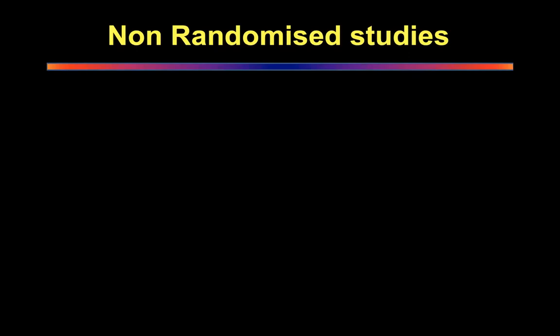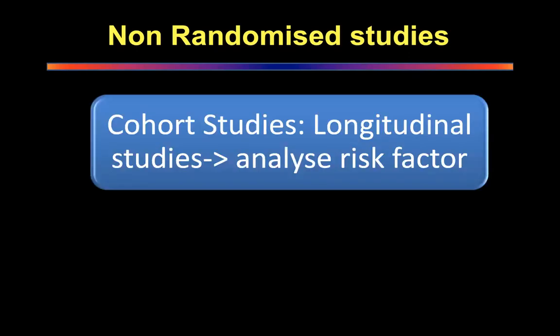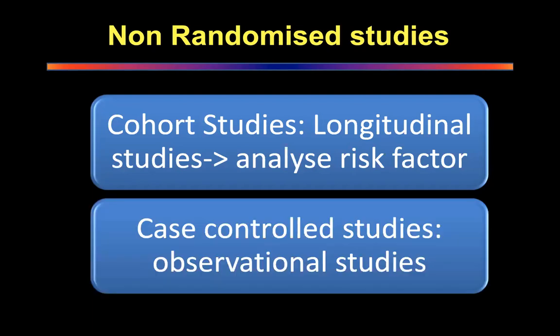The second level is non-randomized studies. We spoke about that. We spoke about cohort studies, which can be longitudinal. So they analyze a risk factor, okay? So A looking at B. And then case control studies, which are observational studies, okay? Just stay with these words. Don't get too hooked onto them, but become familiar with these words, okay?